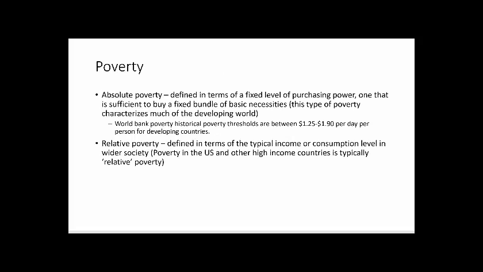So we talked about poverty in the US. Poverty in the US is usually conceptualized in terms of relative poverty. And as the definition here shows you, relative poverty is defined in terms of the typical income or consumption level in wider society. In other words, we compare how poor people are compared to the income levels and the distribution of income in society. In other words, the people in the United States are poor in relation to others who have more money.